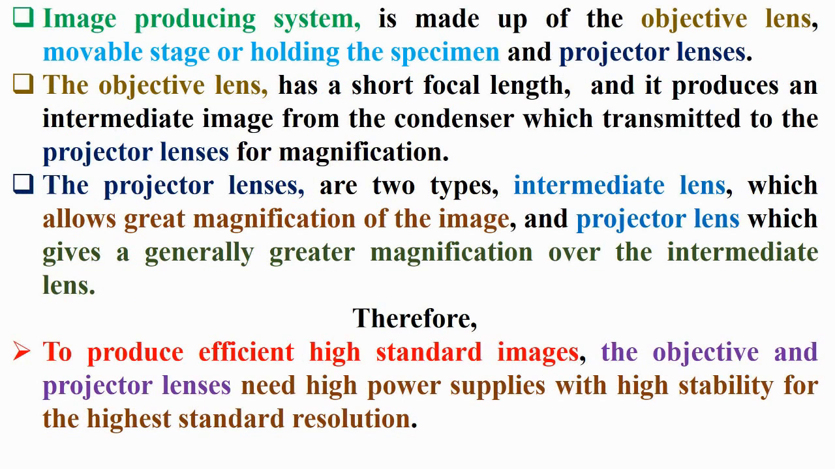Furthermore, the image-producing system is made up of the objective lens, the movable stage for holding the specimen, and projector lenses. The objective lens has a short focal length, and it produces an intermediate image from the condenser which is transmitted to the projector lenses for magnification. The projector lenses are of two types: the intermediate lens, which allows great magnification of the image, and the projector lens, which gives a generally greater magnification over the intermediate lens.